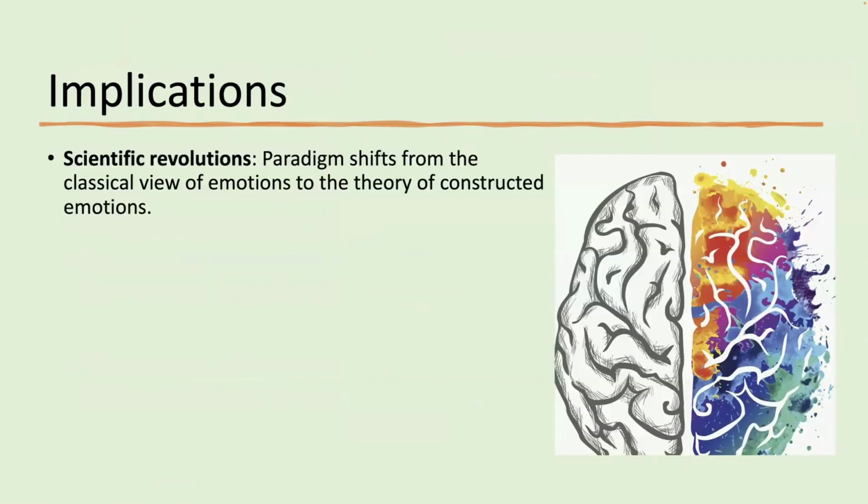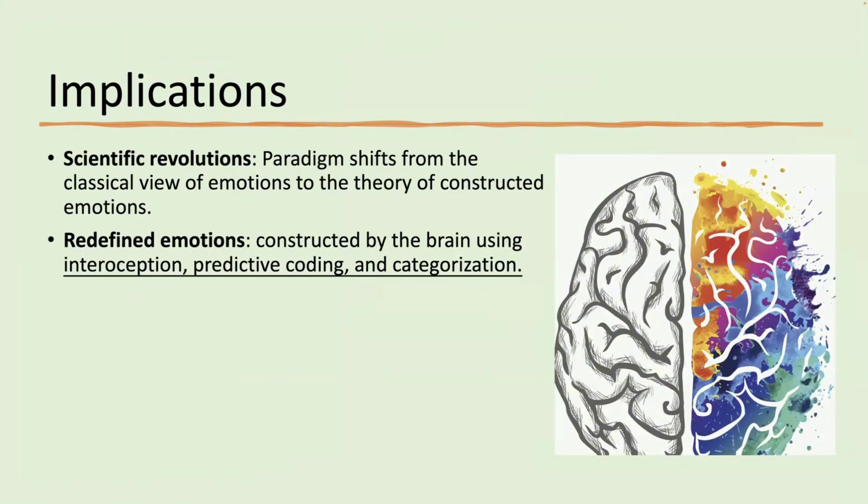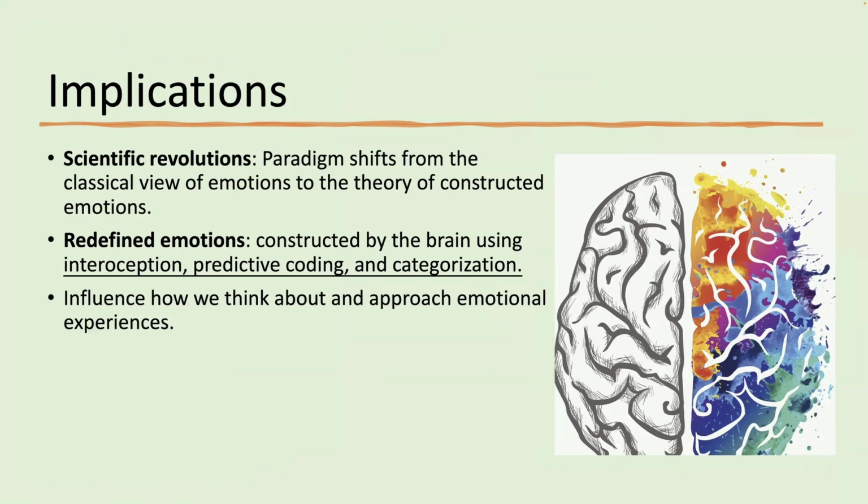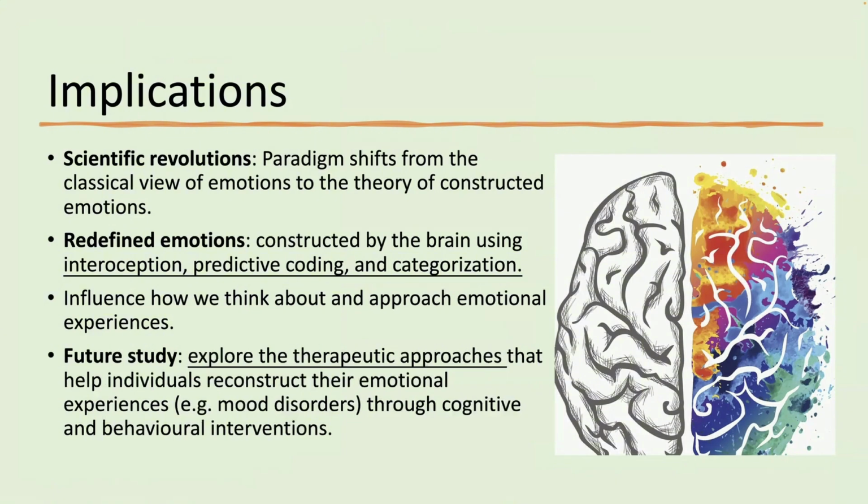This paper highlights how scientific revolutions, like the paradigm shift from classical to constructionist views of emotions, often raise more questions than they answer, which fosters scientific discovery. The author redefined emotions, proposing that emotions are actively constructed by the brain using interoception, predictive coding, and categorization. In conclusion, this paper explains how the theory of constructed emotions influences how we think about and approach emotional experiences in various aspects of life. Future studies may explore therapeutic approaches that help individuals reconstruct their emotional experiences through cognitive and behavioral intervention based on this theory. This opens up new possibilities for understanding and improving emotional well-being in diverse contexts.